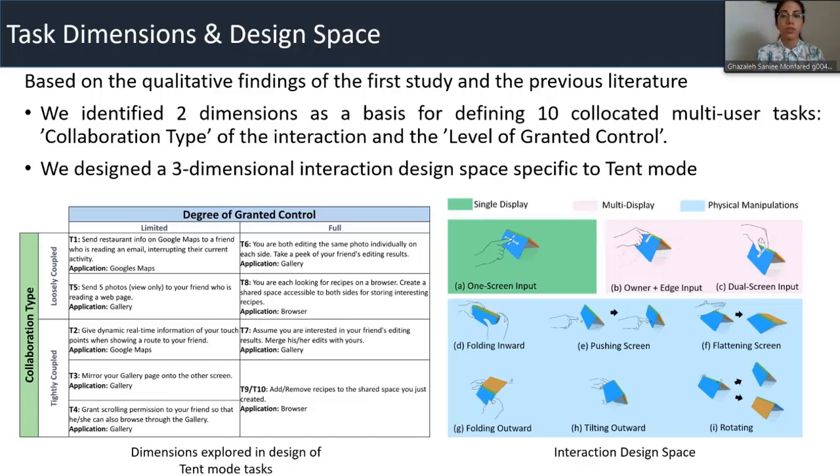The first dimension refers to traditional one-screen input interactions. The second dimension refers to multi-display interactions in which more than one display is involved in the technique. So basically, if you swipe an item from the primary display onto the edge display, since this interaction involves more than 2 displays, it's categorized under the multi-display dimension. And the third dimension refers to physical manipulations of the device to complete those interaction tasks. So interactions such as tilting the device or folding the device are examples of physical manipulations of tent mode.